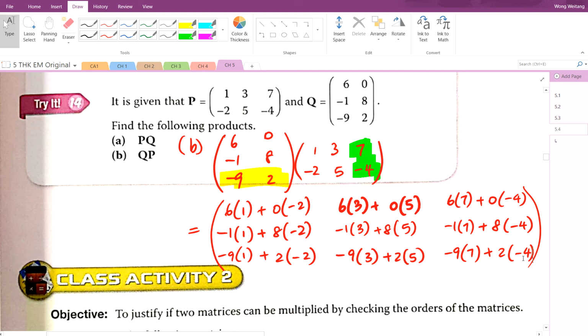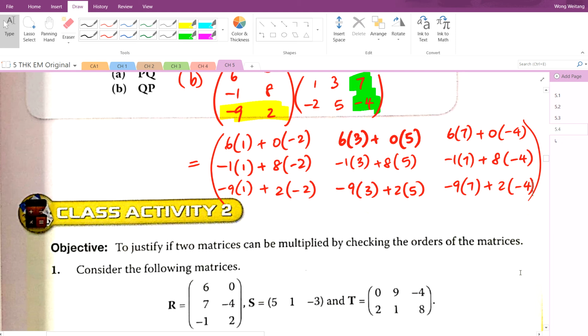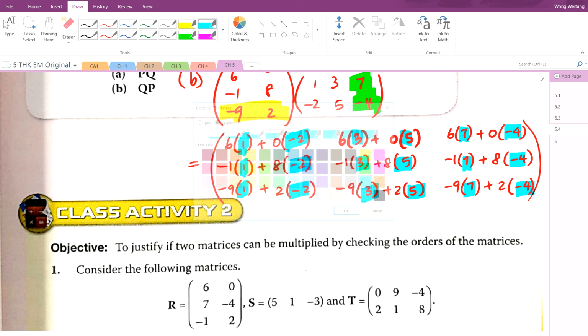And I want to check just by looking. Can you see that some numbers are the same? All the ones here. -2, -2, -2, 3, 3, 3, 5, 5, 5, 7, 7, 7, -4, -4, -4. Okay, I'm sure I didn't make any mistake over there. So the next one, let us look at.